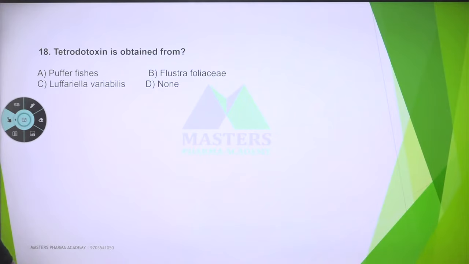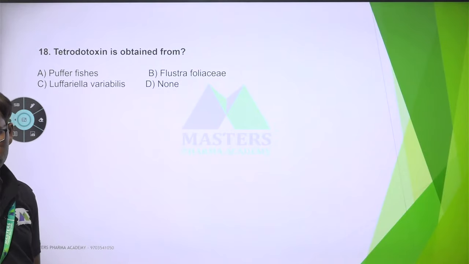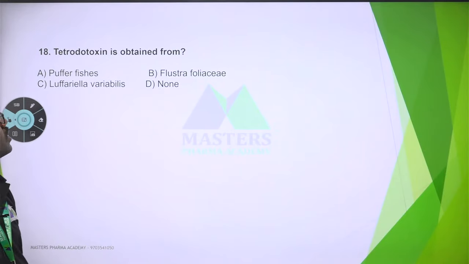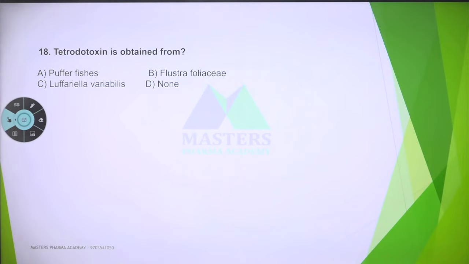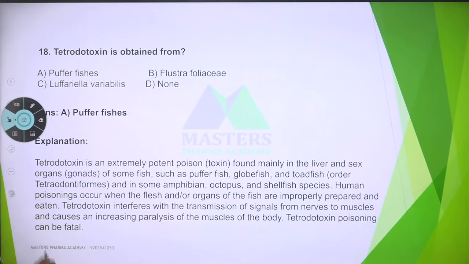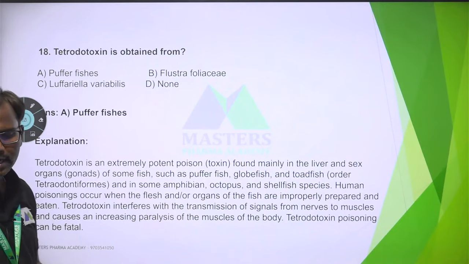Okay, next, tetrodotoxin is obtained from: pufferfish, Flustra foliacea, Lafrelia, Verbali variabilis, none. What is the answer? Tetrodotoxin obtained from? The answer is pufferfish. Extremely poisonous. This fish contains extremely poisonous toxin in its organs.